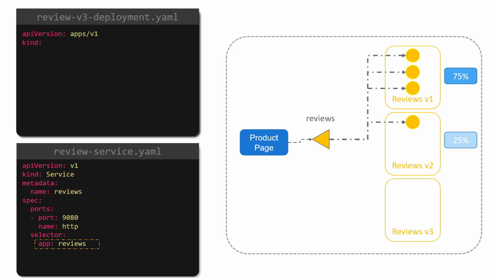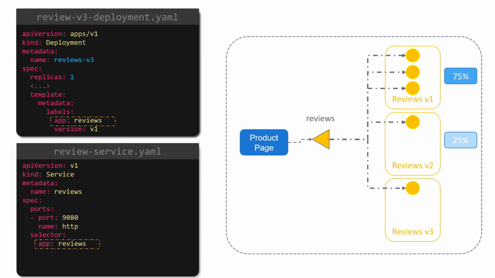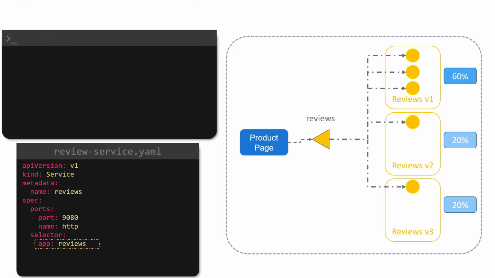Now with the third version of reviews, we deploy a new reviews application. This too has a single replica and the same labels. So the service now has the new pod added as an endpoint. And now with the new pod, 60% of traffic is routed to version 1, 20% to version 2, and 20% to version 3. So, let's say for instance, we have identified version 3, the one with the colored star, to be the winner as users like that the most.